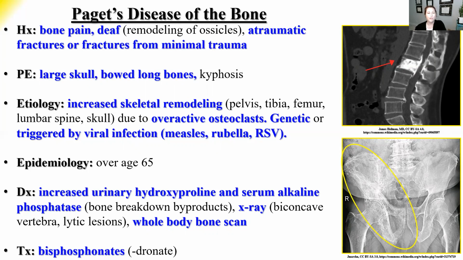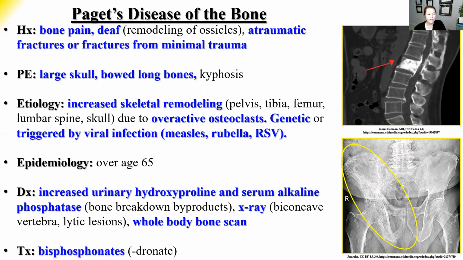and RSV. In patients with Paget's disease, they will have bone pain because they're chronically remodeling their bones. They may be deaf because those little tiny ossicles in the ear become remodeled and they become non-functional. Atraumatic fractures or fractures from minimal trauma because that bone quality is not normal. It doesn't have that good tensile strength, and so it can't withstand normal movements.